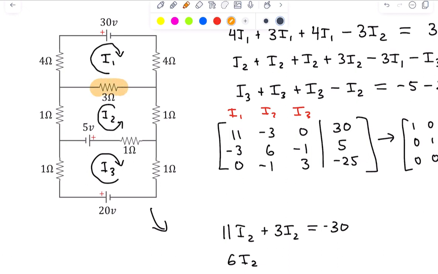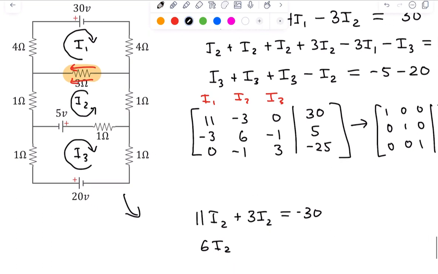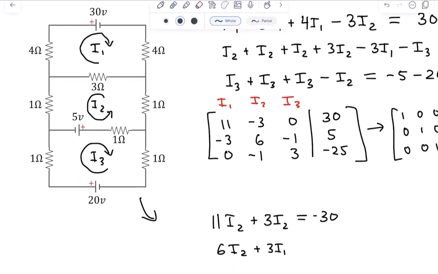We have a shared resistor here, and I2 is flowing this way through it, but so is I1, at least by assumption. So we need to add 3 ohms times I1 to this. So add 3 I1. Now let's look at the other shared resistor right here. We have I2 flowing through it this way, but also we're assuming I3 is flowing through it the same direction. So we get to add 1 ohm times I3 to this. So plus 1 copy of I3.